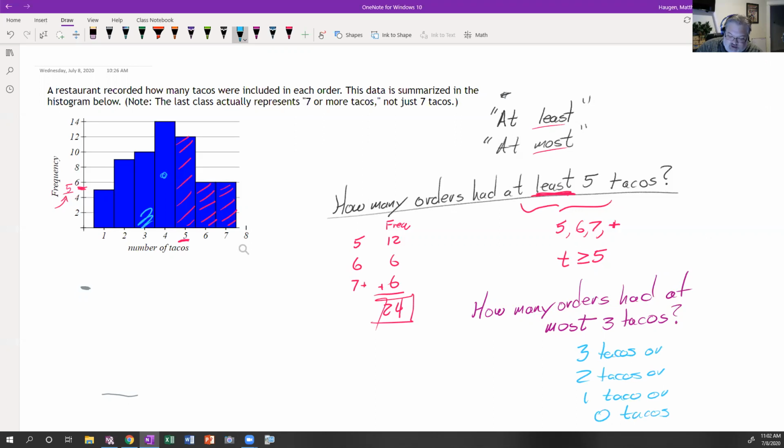So 3 tacos, how many times did that happen? 3 tacos happened 10 times. 2 tacos happened 9 times. 1 taco happened 5 times. And there were no orders with no tacos, because apparently they only sell tacos, or maybe their tacos are delicious, I have no idea. So if we add those together, actually, we get the same answer, don't we? We get 24. Now, is it 24 tacos?